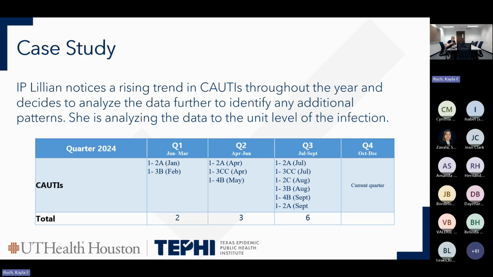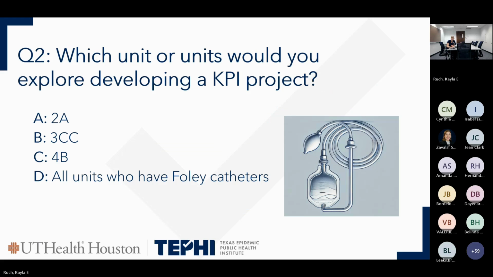And then in the 3rd quarter, you see a huge increase from 3 in the previous quarter to 6 now. So we have doubled our CAUTIs in 3rd quarter, which is not great. And you can see that they're on 2A, 3CC, 2C, 4B, 3B, 4B, and 2A. So based on that information, we have identified a trend that there is an increase in catheter-associated infections, specifically going into our third quarter, which is very high compared to our second quarter.